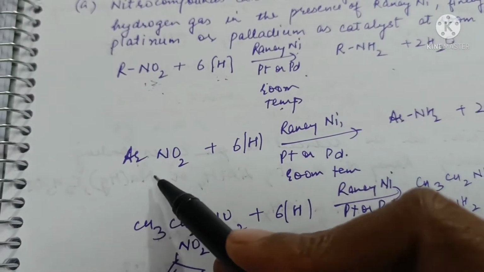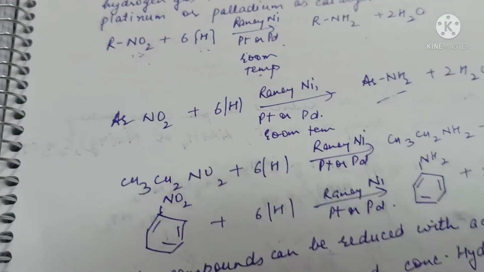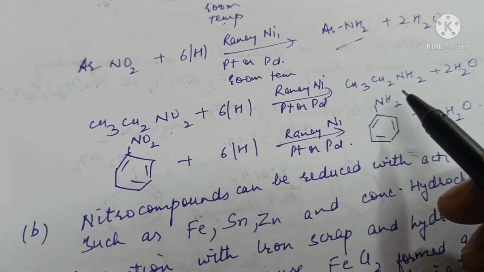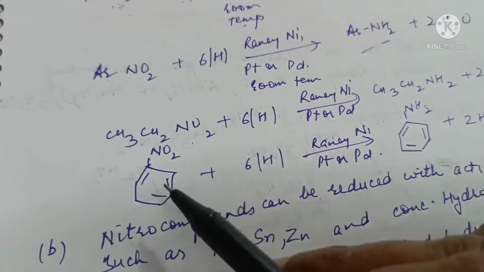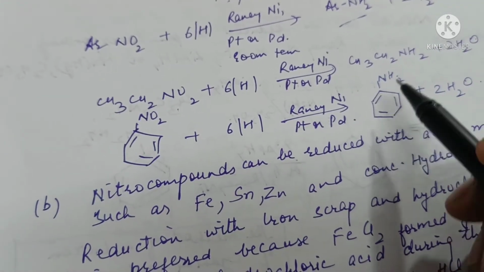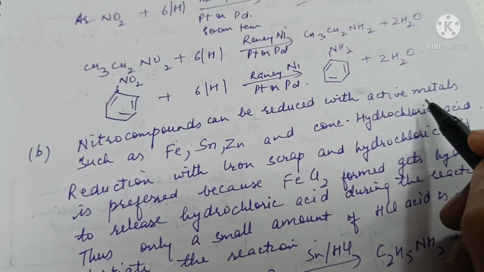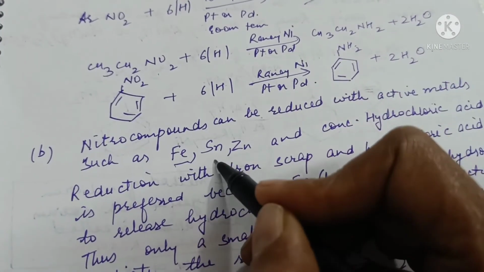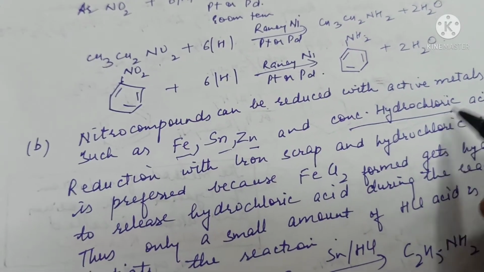So similarly, nitroarene will get converted to aniline. Nitroethane will get converted to aminoethane. Nitrobenzene will get converted into aminobenzene or aniline. Nitro compounds can also be reduced with active metals such as iron, tin and zinc, and concentrated hydrochloric acid.